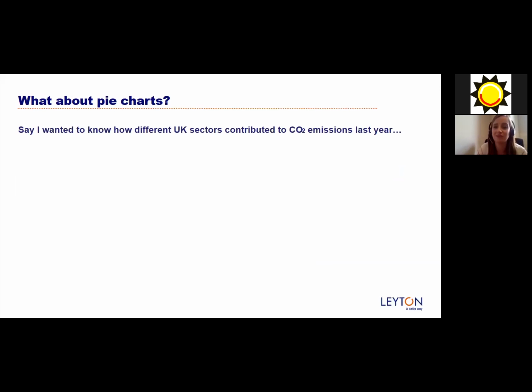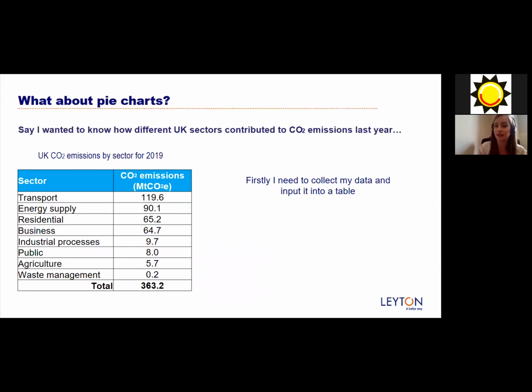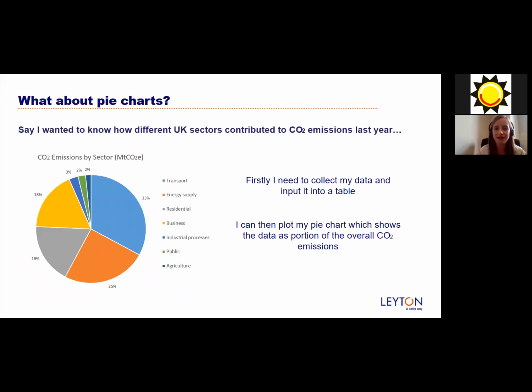Now, one last thing before we go to questions, just wanted to talk about pie charts. So these are really good when you want to show a percentage of something. So for this example, I've just picked an example of looking at CO2 emissions for different UK sectors. So how much are different UK industries contributing to overall CO2 emissions? So what I've done is I've gone and collected my data and put it into a table. And I've then used Excel to plot my pie chart.